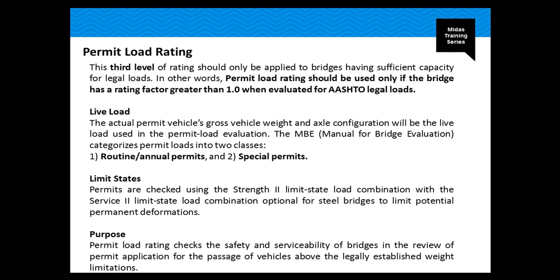The Manual for Bridge Evaluation categorizes permit loads into two classes: the routine annual permits and the special permits. As you might know, certain states might give permission for certain vehicles to pass a bridge. So in this case, a permit load rating is used to determine the capacity of a bridge for certain vehicles other than the ones specified in the standards.